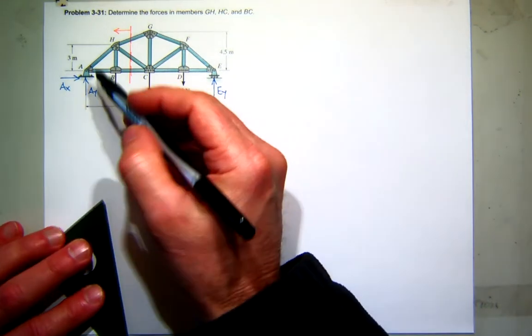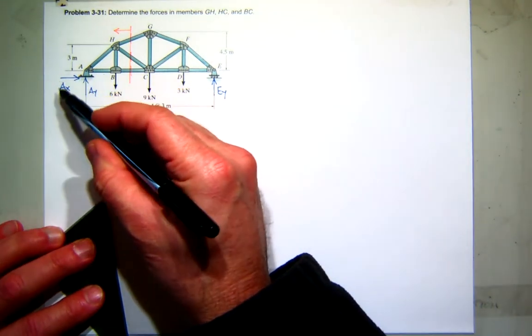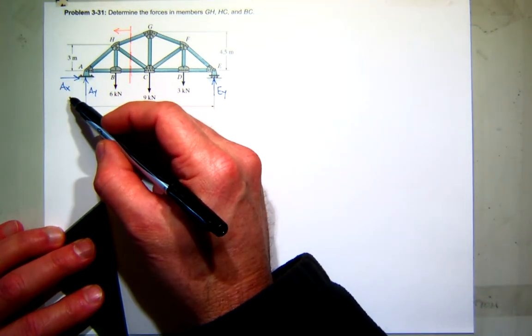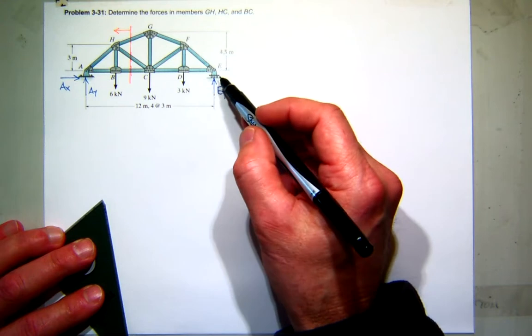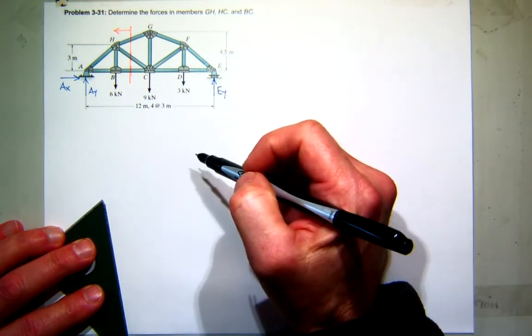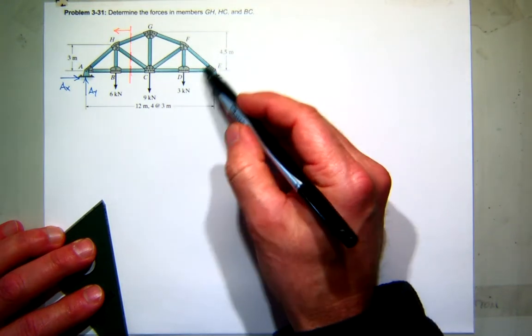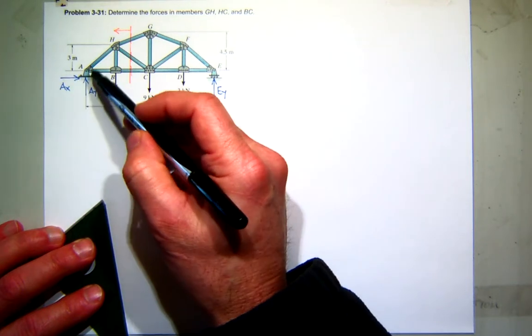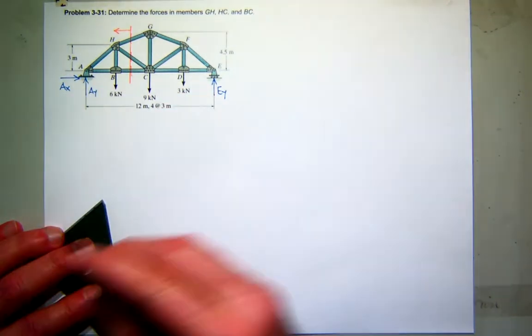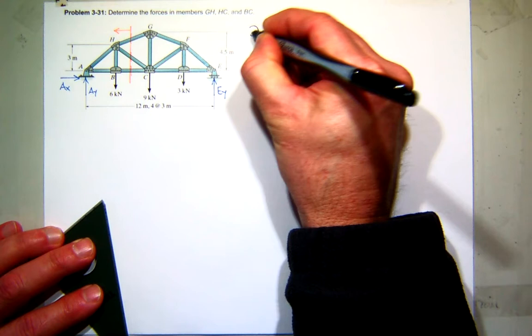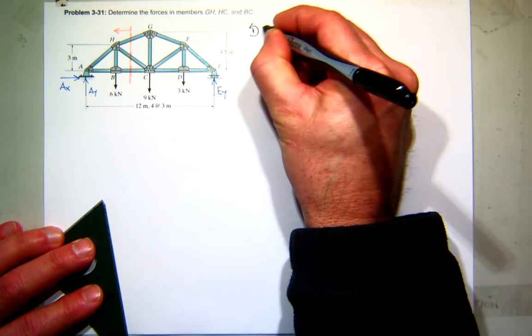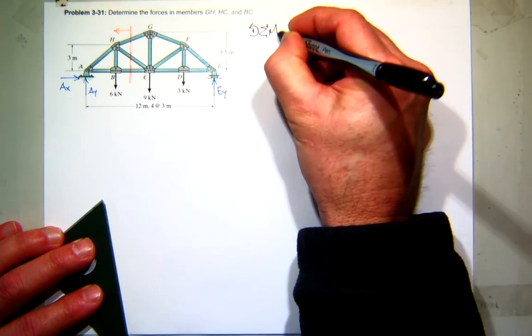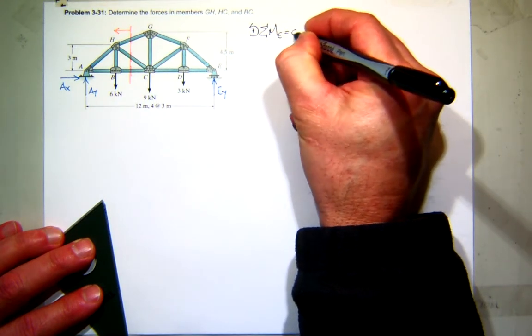So if I do want to find just the reactions at A, then probably a good strategy would be to sum moments at E. When I do that, I eliminate EY and EX, and I'll be able to write one equation for AY. So let's sum the moments using right-hand rule, and we'll sum them about point E. Make sure we're in equilibrium.